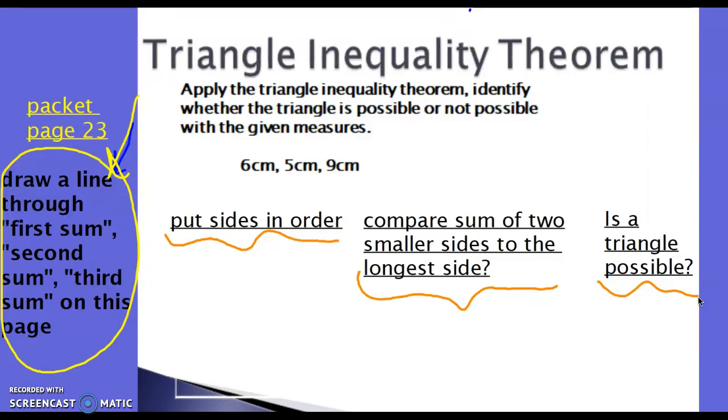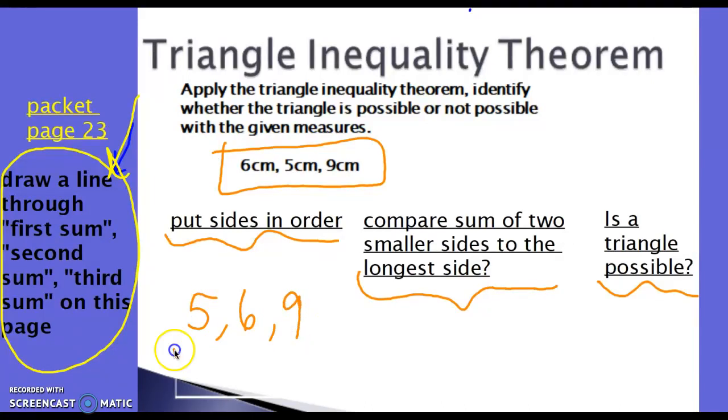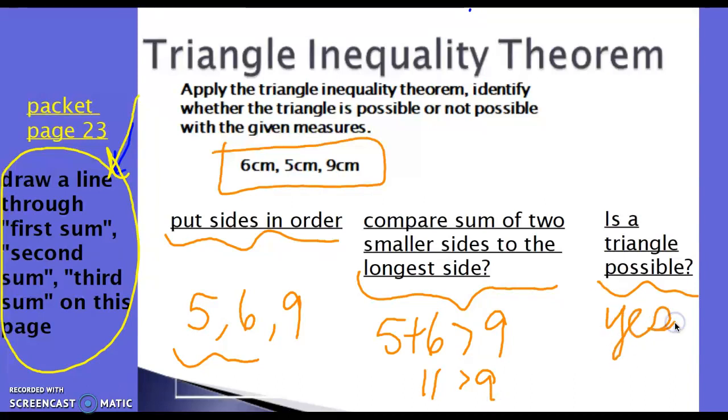So the first problem on page 23 gives us these side lengths, 6, 5, and 9. So let's start by putting them in order. So we'll have 5, 6, and 9. Now, let's compare the sum of the two smaller ones, 5 plus 6, to the longest side. It needs to be greater for the triangle to happen. So is 5 plus 6 greater than 9? Yes, because 5 plus 6 is 11. So therefore, a triangle will be possible with those three side lengths.